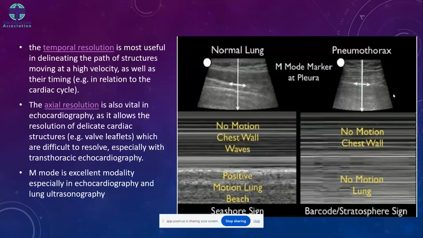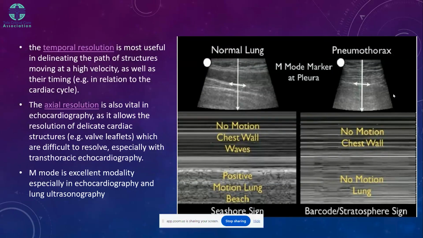The temporal resolution is the most useful in delineating the path of structures which are moving at high velocities when considered according to time. For example, when we take a cardiac cycle, the movement of a particular valve or a particular myocardial wall can be taken into consideration, and it can be graphed over time to see the activity or the motion over it, and particular measurements can be done.